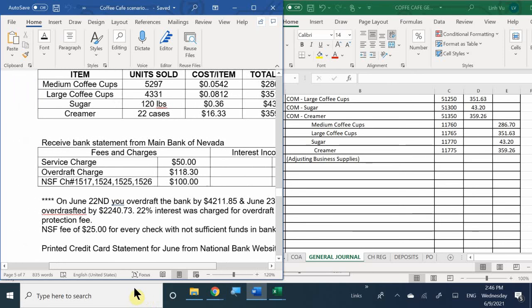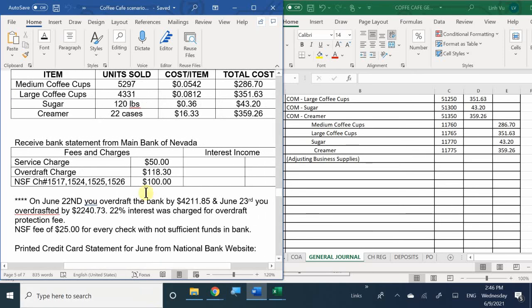So once again, this is your bank statement. In this case, of course, we don't have interest income because we just started our business. We don't collect money from anybody, or we don't allow electronic fund transfer. So in this case, no interest income. So how do we record this?